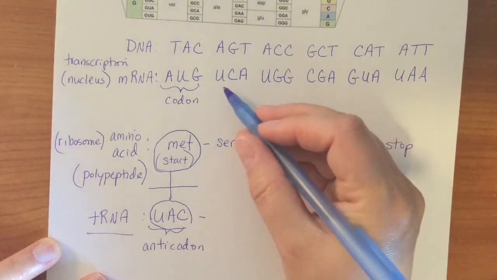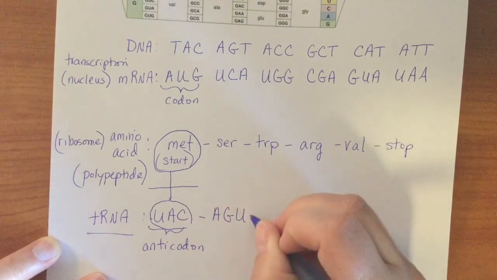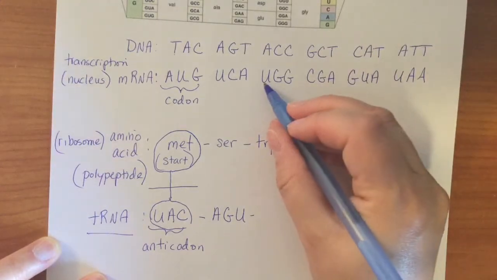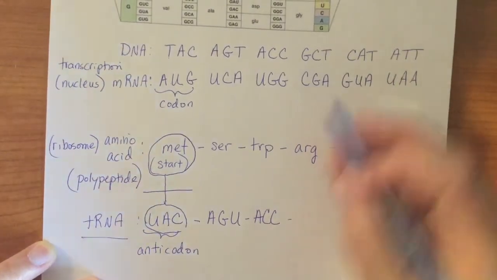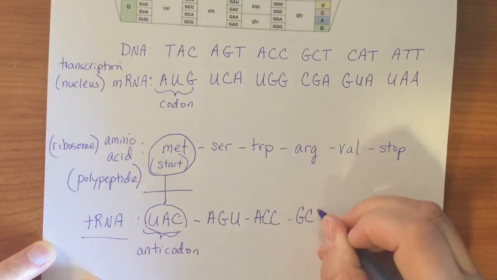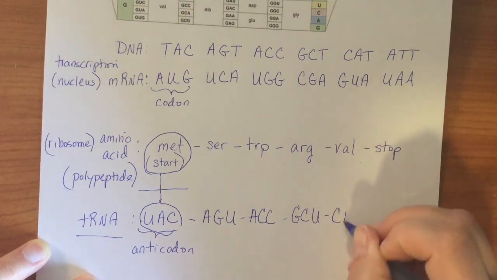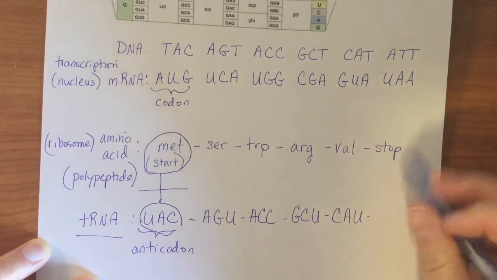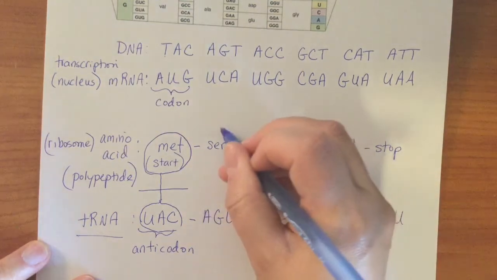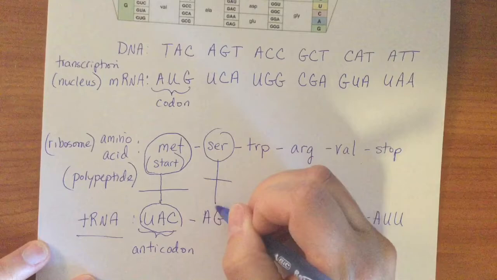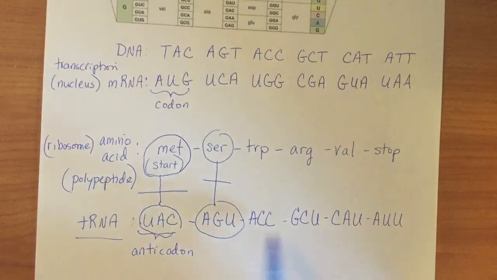So the next tRNA would be AGU. The next one, complementary to UGG, would be ACC. Then we have GCU. Then we have, man, this is hard. CAU. And then finally, we have AUU. I hope I didn't make any mistakes there. So remember that each one of these amino acids is attached to a particular anticodon or a particular tRNA molecule. So this is the anticodon.